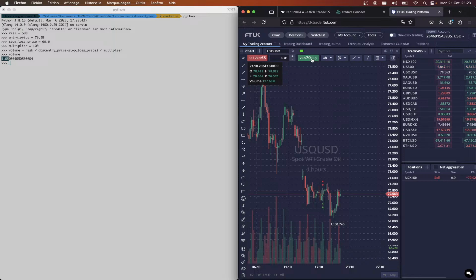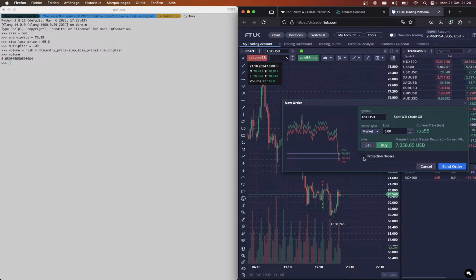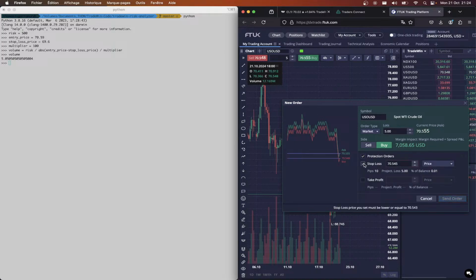You see that the spread here, I'm buying at 56. Yeah, okay, 6.59. That's exactly the same. I won't be worrying about that. So I'm just going to go long. I'm saying 5 lots of that, and I'm buying that. My protection order, I said my stop loss would be 69.6.